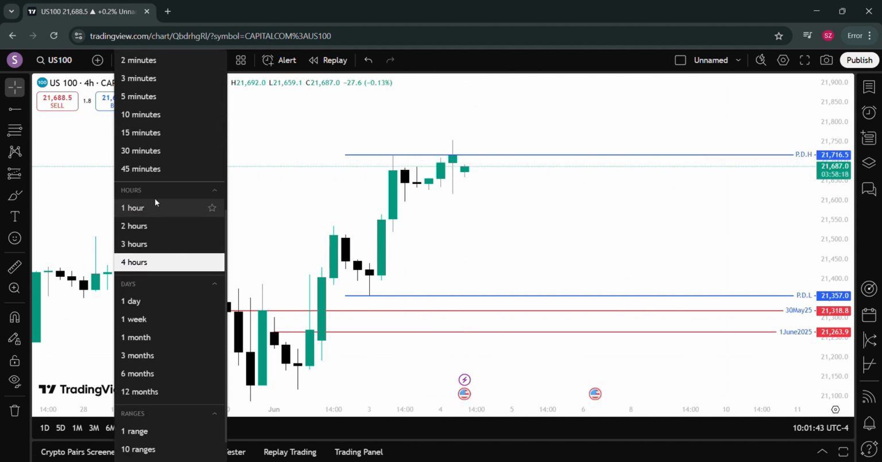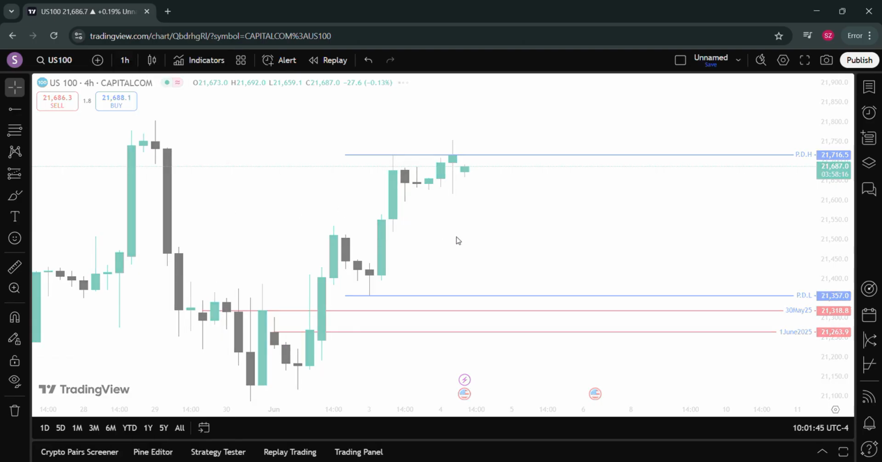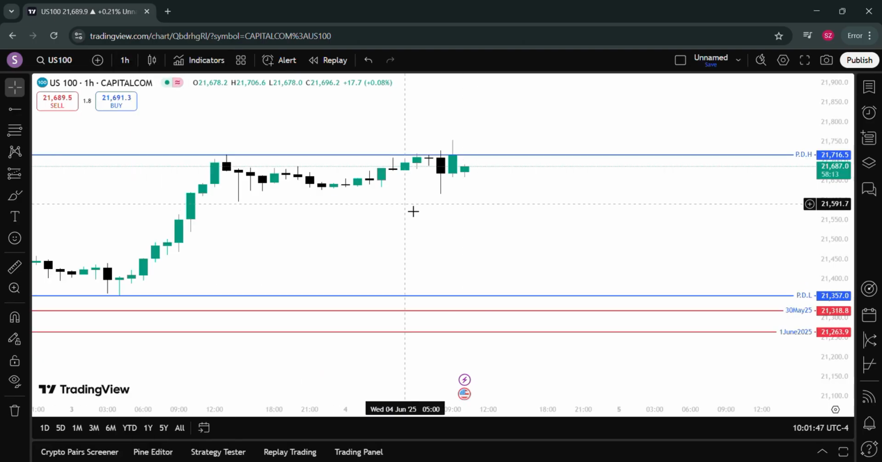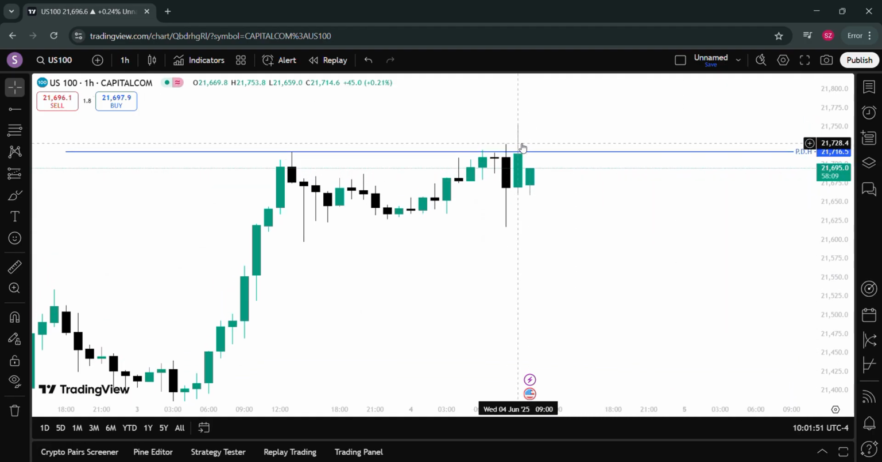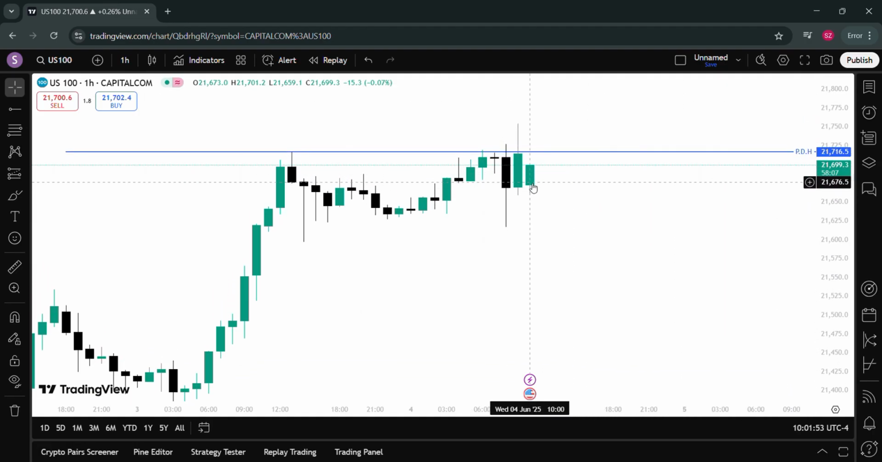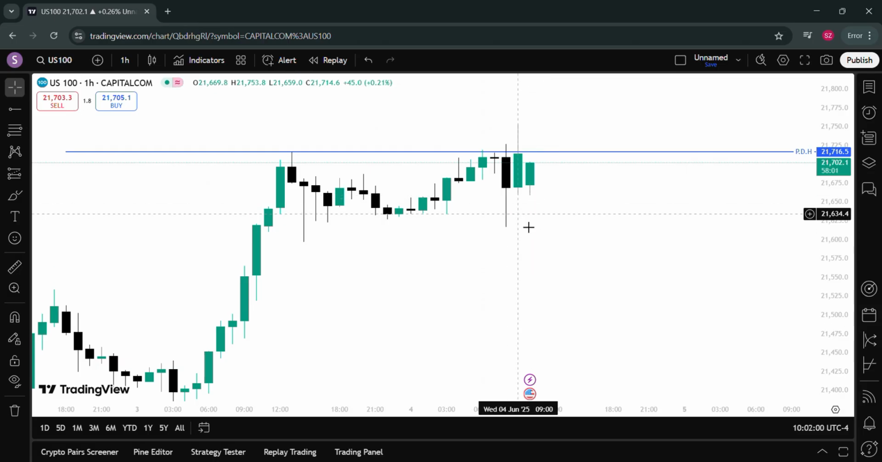Let's drop down to 1-hour chart. The 1-hour candle closed bullish. Price made a very big gap because of the news. When news comes out, the price is very volatile, so you should avoid trading at that time.